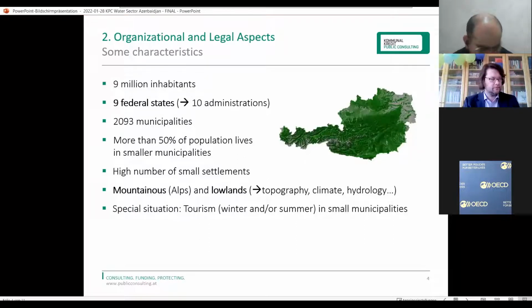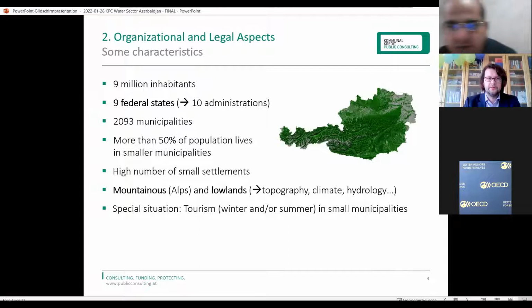Some background information about Austria. We have 9 million inhabitants, 80,000 square kilometers, and we have 9 federal states and in total 10 public administrations, which makes many decisions a bit complicated because we also have 9 lawmakers, 9 or 10 different rules, different approaches. This is typical for Austria, so the national influence is not so strong in my opinion. The federal states, even though they are very small and don't have many people, have a strong influence on everything that happens in Austria.